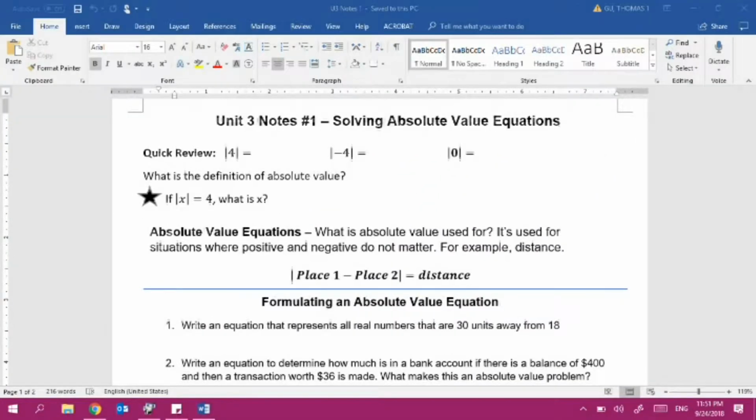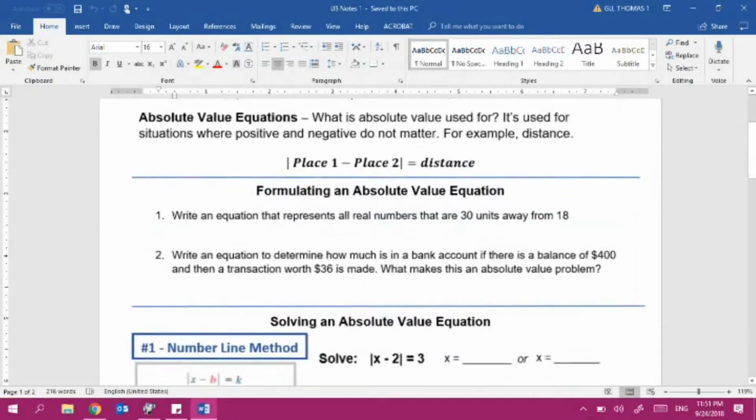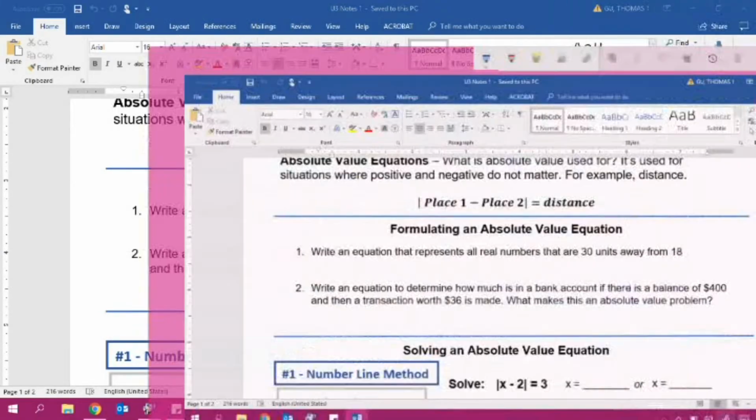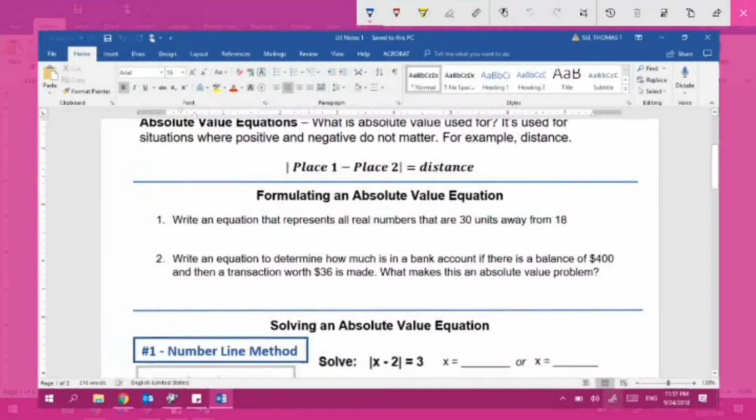All right, so now let's formulate some absolute value equations. Write an equation that represents all real numbers that are 30 units away from 18. How would we write this? Take a second and try to write an equation. It would end up looking like this: absolute value of x minus 18 equals 30.